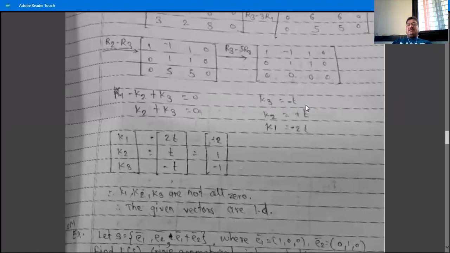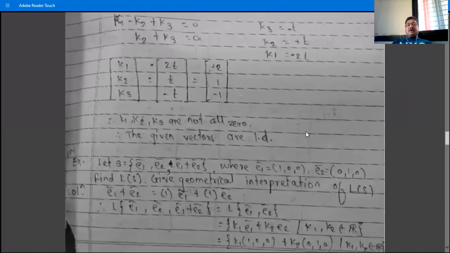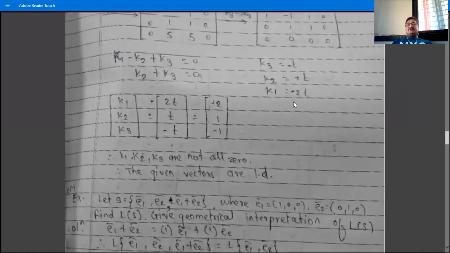If we take T as 2, then K3 is minus 2, K2 is 2, and K1 is minus 4. That is, these K1, K2, Kn are not all 0. Someone says that take T as 0. If we take T as 0, then K1, K2, K3 are 0. But we have to take this T as any real number.